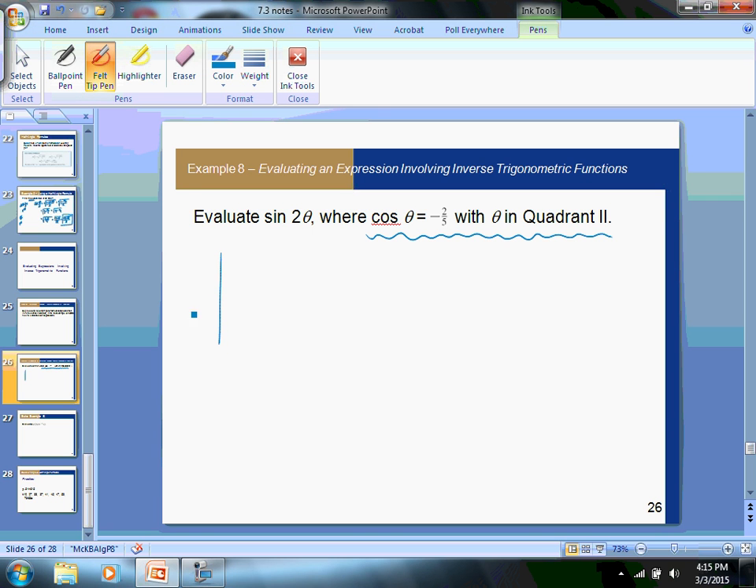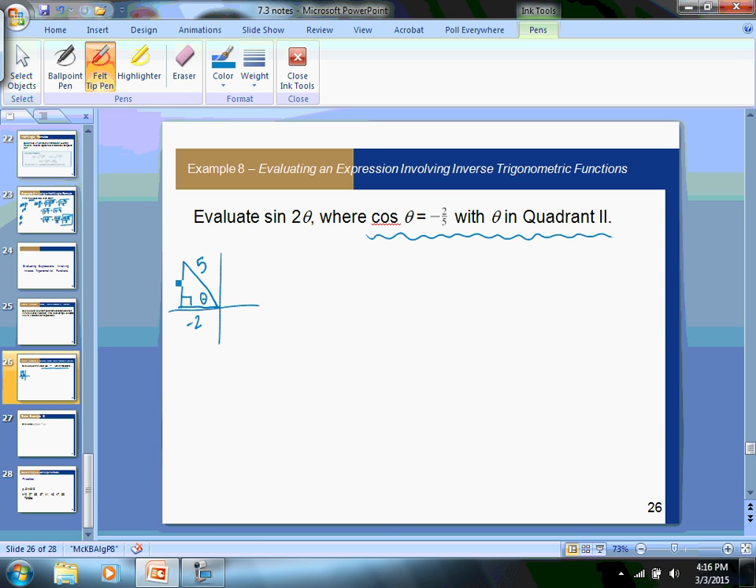So I'm going to take some time here. I'm going to draw my second quadrant. Remember, to get in the second quadrant, you go back and then you go up. So there's where my right triangle would be. Theta is here. Now cosine of theta is negative 2 over 5, so that's adjacent over hypotenuse.